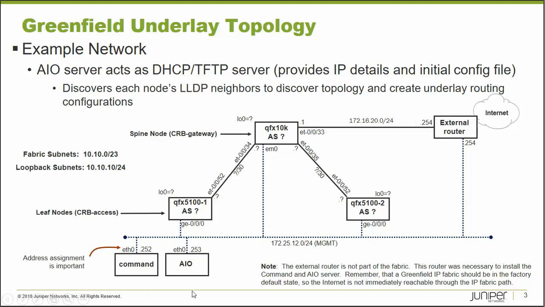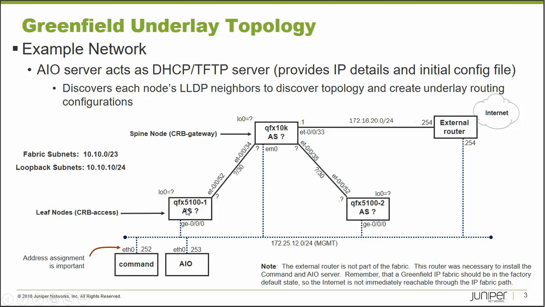In order to reach the internet, the only way to reach it is through some sort of external router, which I have here as the default gateway for the AIO and the command server, and that's the way to get to the internet. Because remember, these guys are in the factory default state. That's what this node is down here. They're in the factory default state, so there's really no way to get out to the internet like you would hope to through the IP fabric. So initially, in this initial setup, my way out to the internet is through this path, through this external router, which may or may not be necessary. It was necessary for me to install these 2 devices with the correct software, but probably does not need to be there during the ZTP process that we're about to go through.